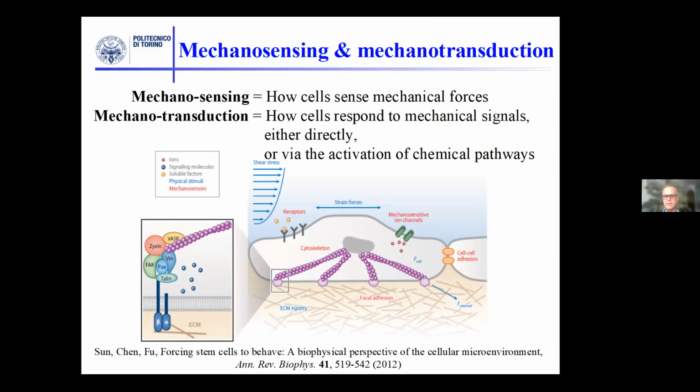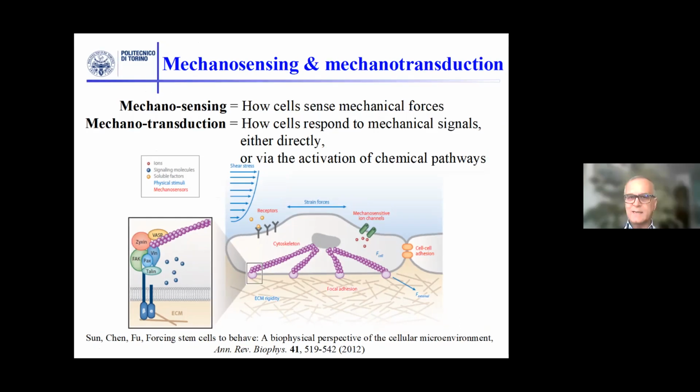They can do that by opening ion channels and feeling the shear stress of the flow, for instance of interstitial fluid or of the blood flow, if we are talking about blood vessels, or through focal adhesions that connect the outside world, the extracellular matrix or the other cells, through integrins and cadherins to the cytoskeleton.